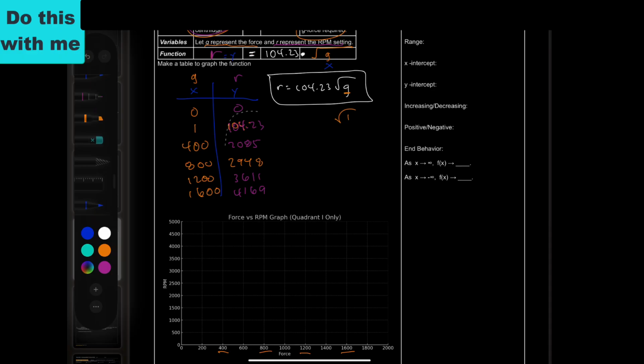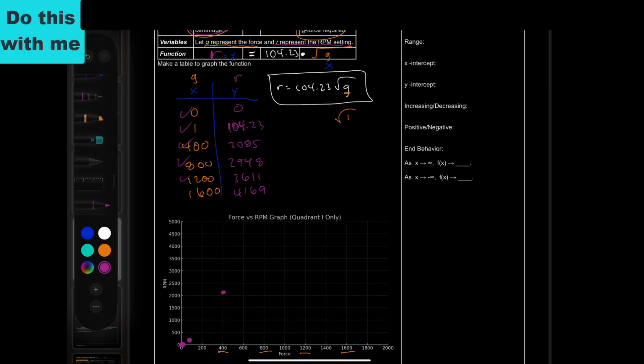Do you want all these colors to be pink? We could do that, pink. There you go. Looks kind of funny, but it's okay. All right, let's go ahead and graph these. So 0, 0. And then 1, 100. So maybe like up there. So then 400, 2,085, so just past 2,000.